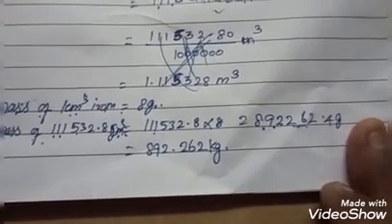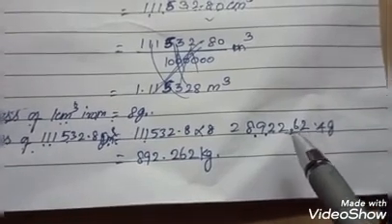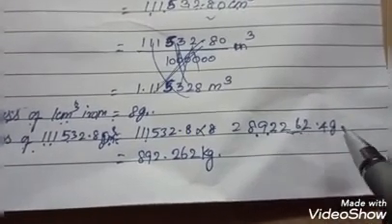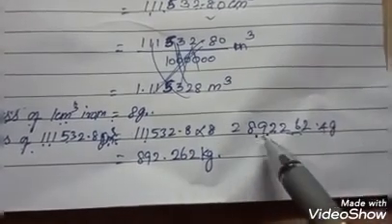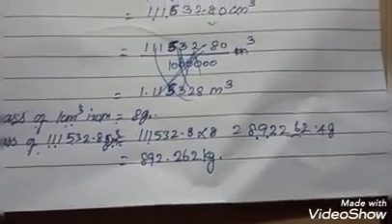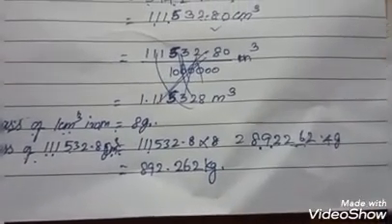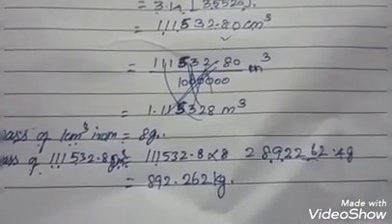So how do you convert? Just divide by 1000, because 1000 gram is equal to 1 kilogram. Smaller to bigger, you need to divide. So this value can be divided by 1000, you get 892.262 kilogram. Next we move on to question number 7.